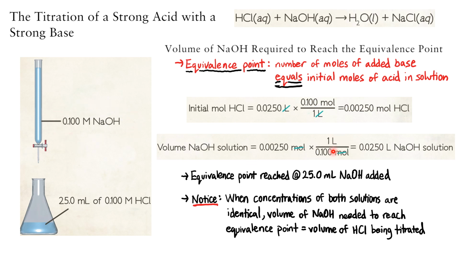Okay, and there it is, 0.100 moles per 1 liter. Obviously, this is the reciprocal because we want to cancel the moles out to get liters. And there we have it, right? 0.0250 liters of sodium hydroxide to neutralize all of this acid, which is basically 25 milliliters. So we just proved mathematically that the equivalence point, which is the point at which the number of moles of added base equals the amount of acid, is at 25 milliliters in this case.